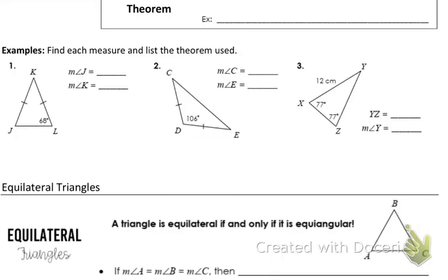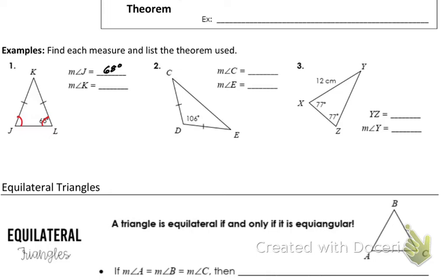All right, let's use some facts with that. Not proofs, just some simple problems. It says find the measure of each, and we're supposed to list the theorem that I used to come up with that information. We have an isosceles triangle, so what does that mean? Both of the bottom angles would be the same. Perfect. So we can say that angle J is 68 degrees.